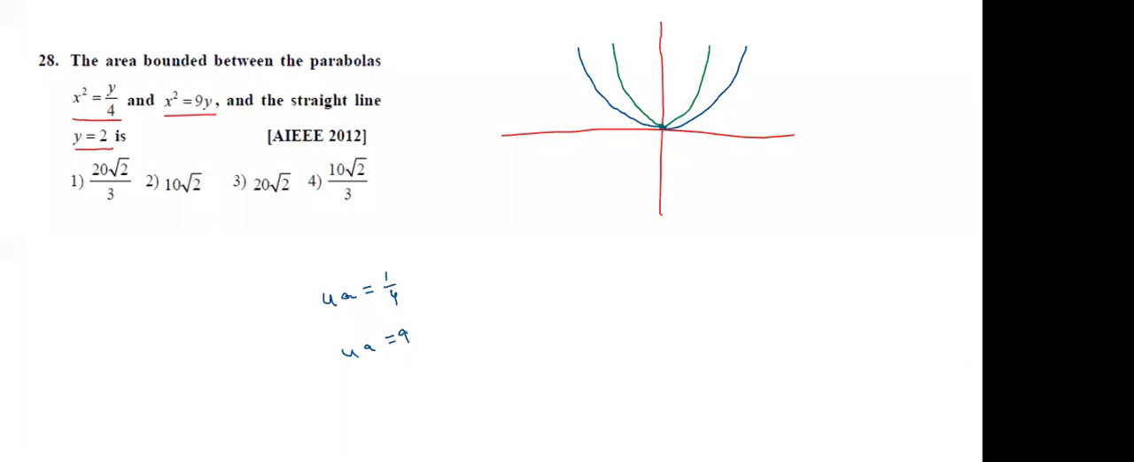Okay, students. And y is equal to 2 is given. This is parallel to the x-axis. This is y is equal to 2, and this is x square is equal to 9y, and this is x square is equal to y by 4. Now, which is the required area? This is the required area. Now see here, the two areas are the same.